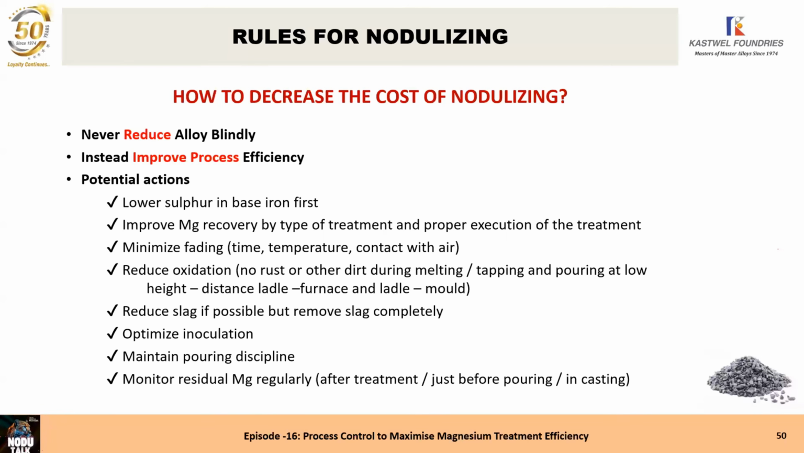Reduce slag if possible, but remove slag completely. First, try to reduce slag. Keep the sulfur low, 0.014 to 0.016, and if the sulfur is more, remove the slag as much as possible. Remove all the slag. Optimize inoculation. Maintain pouring discipline. Fill the molds fast and make sure the metal is seen in the pouring basin as soon as possible. Monitor residual magnesium regularly after treatment, just before pouring in the casting molds.